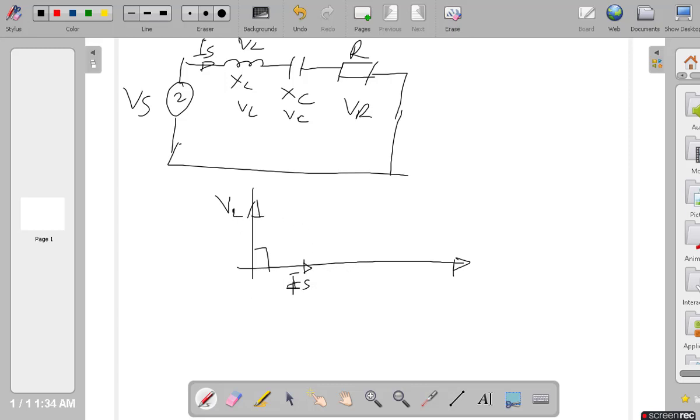So we see here that if this is the IS, then voltage leads the current by 90 degrees.